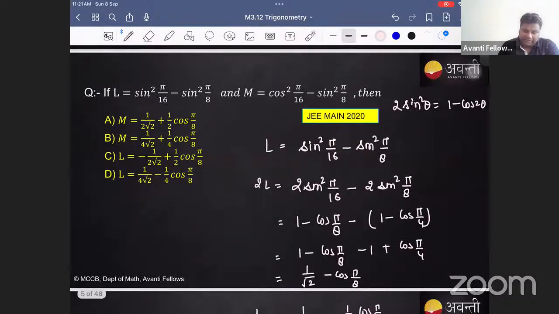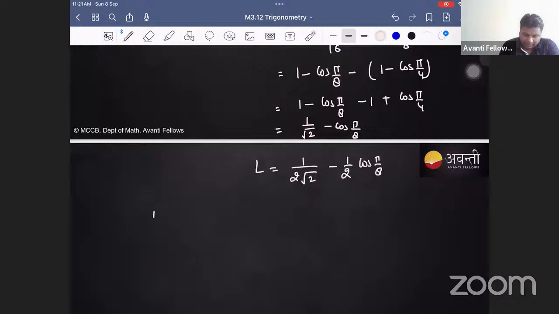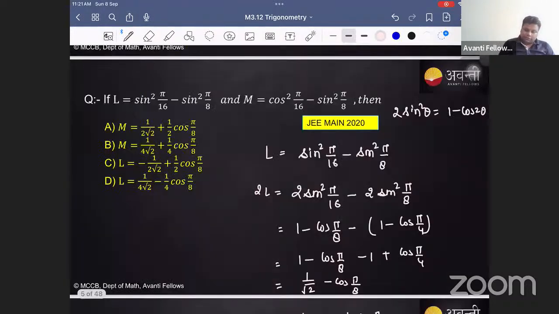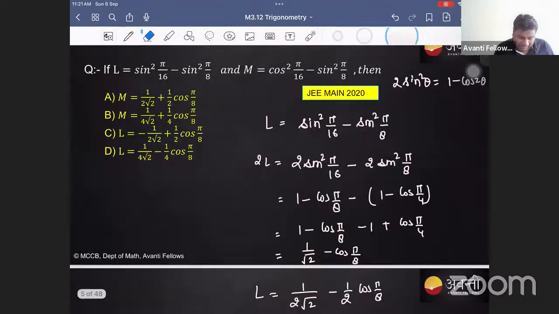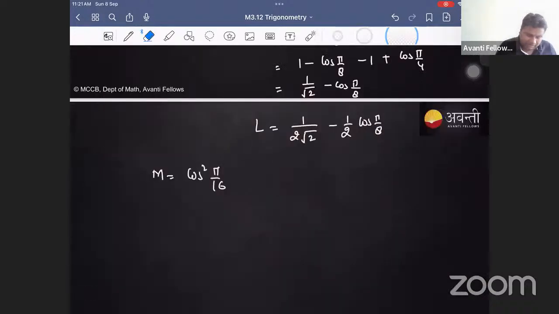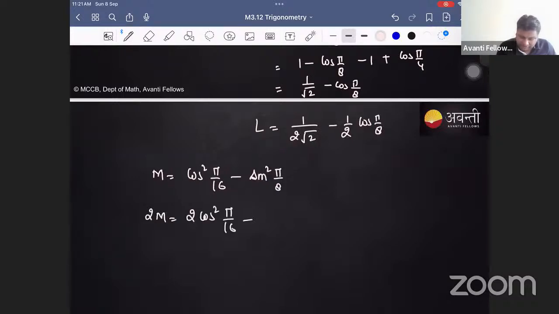Now if I go with A and B, M. M is cos square pi by 16 minus cos square pi by 8. Fair enough? Sorry, minus sine square pi by 8. Cos square pi by 16 minus sine square pi by 8. Now again same thing I will do. 2M is 2 cos square pi by 16 minus 2 sine square pi by 8.